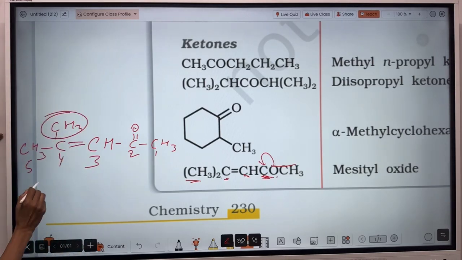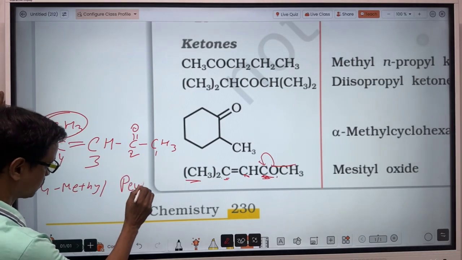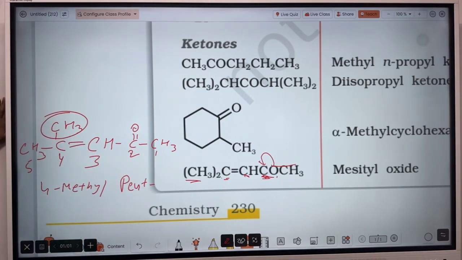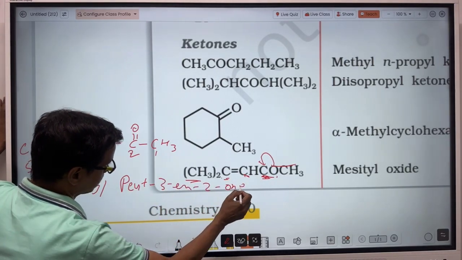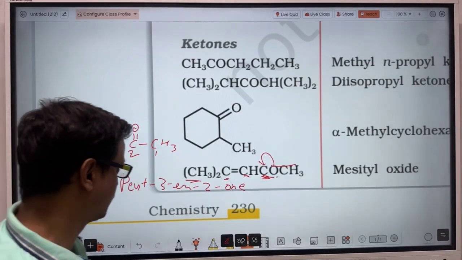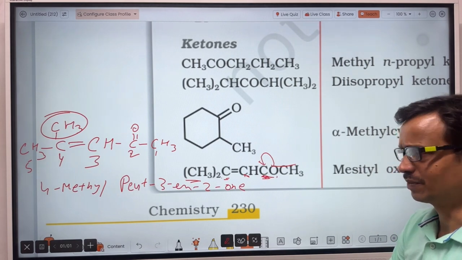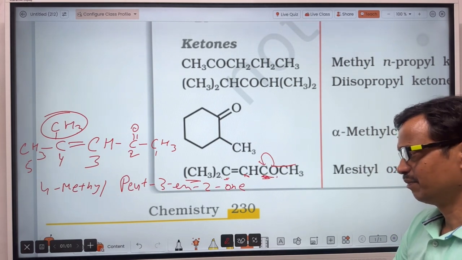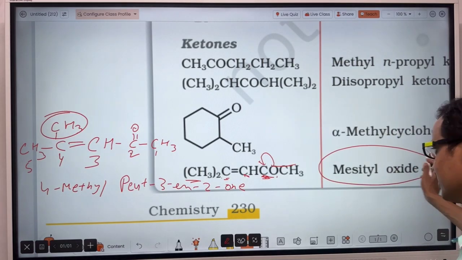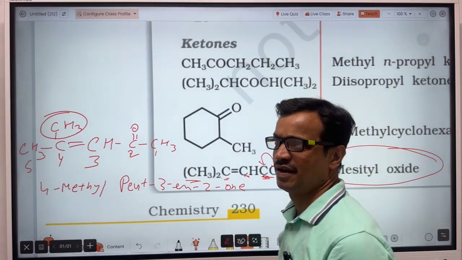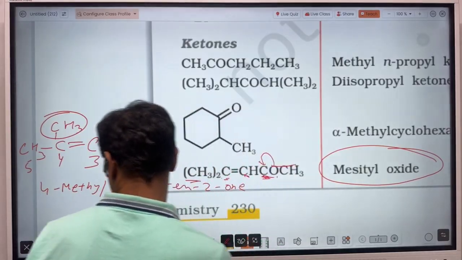Here is methyl, so at the fourth position there is methyl. Main chain is of 5 carbon, so pentane. So pent, here because double bond is also written, it is 3-en and 2-one. Because unsaturation is a doubly bonded carbon atom, that means the unsaturated carbon is at third position and the ketonic group is at second position. That's why it is written pent-3-en-2-one. And the common name is mesityl oxide, which is based on the Latin word.